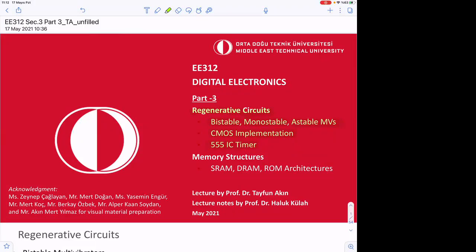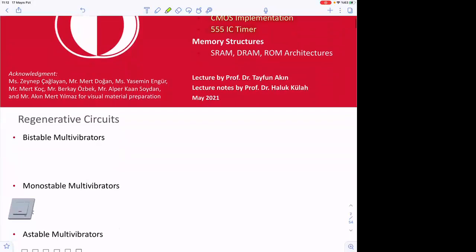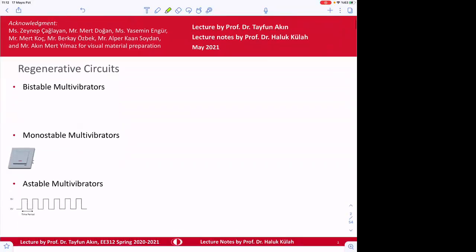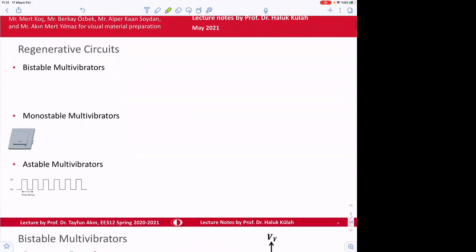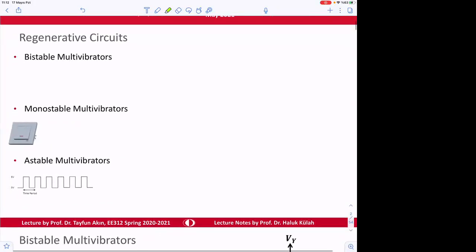After these, we'll see memory structures. Also, it's a part of the digital world. You want to store ones and zeros. You don't want to just do actions here.